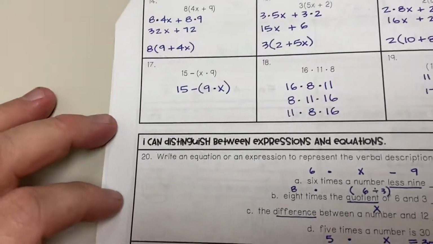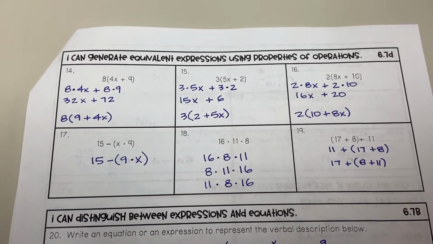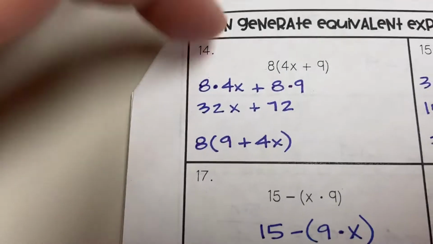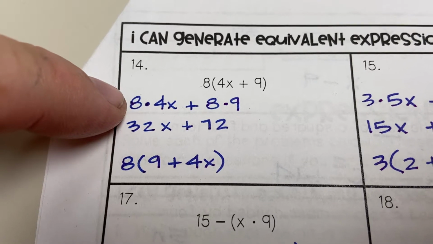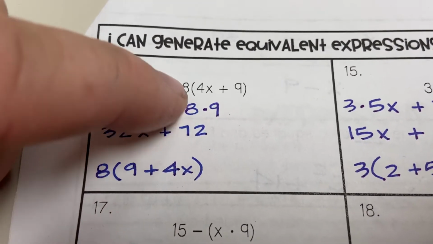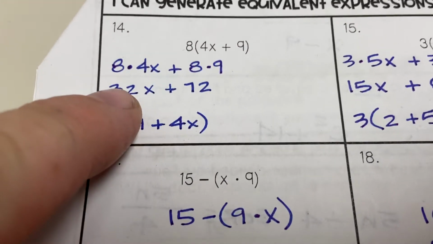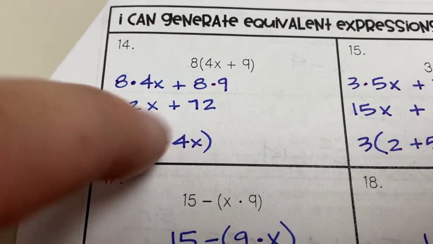All right, up here, I can generate equivalent expressions using properties. You have tons of options for this. For this one, you can use the distributive property here, 8 times 4x plus 8 times 9 by distributing that 8 times everything in the parentheses. And then, of course, if you finish the distributive property, you have a final answer of 32x plus 72.